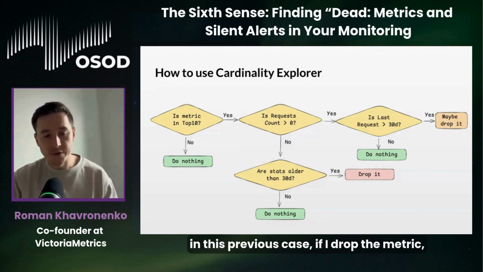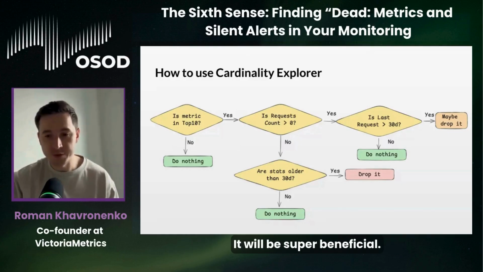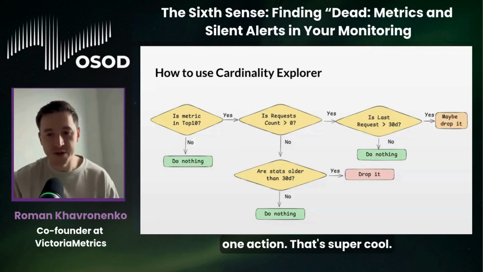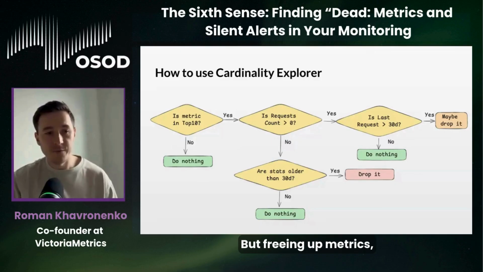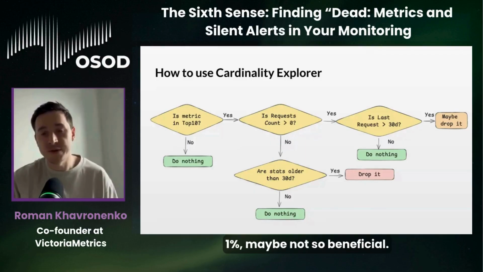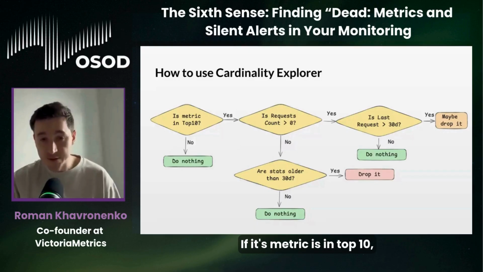In this previous case, if I drop the metric which accounts for 12% of my whole workload, it will be super beneficial. I do it once, I'm freeing up 12 resources in one action. That's super cool. But deleting metrics that are consuming less than 1% maybe is not so beneficial. So if the metric is not in the top 10, do nothing. If it is in the top 10, we check its request count.